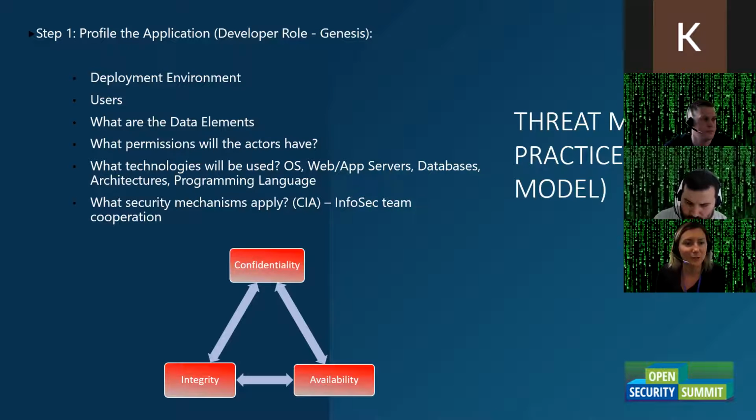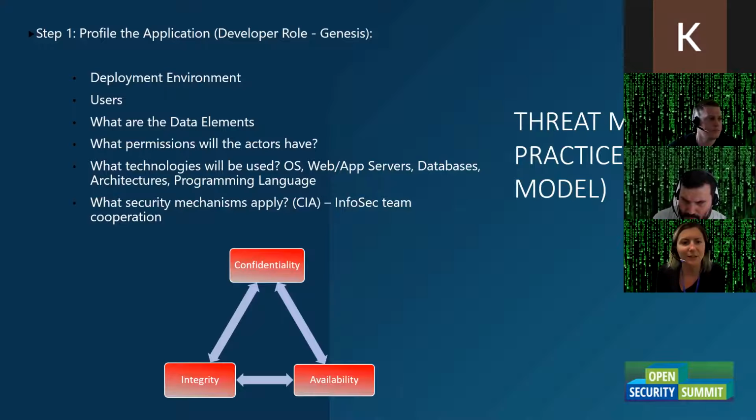And then we have what security mechanisms apply. So what is important to our client? Does our client care mostly about integrity? Does our client mainly care to have its data untouched? Or does the client care more about confidentiality, that nobody sees any of the data that's flowing through? Or does our client care more about availability, that the data is always ready and accessible? Because this is important, depending on that, we will change the threat model.